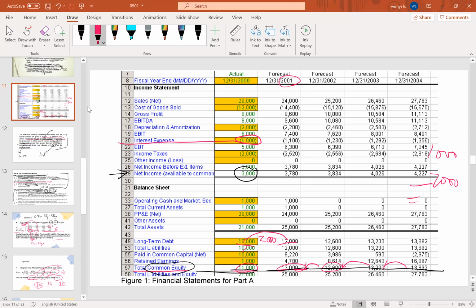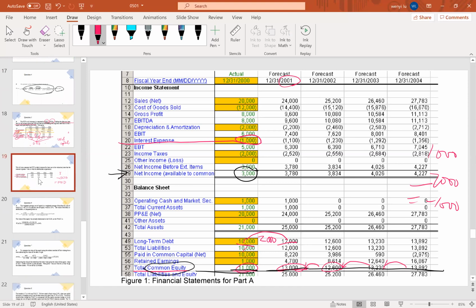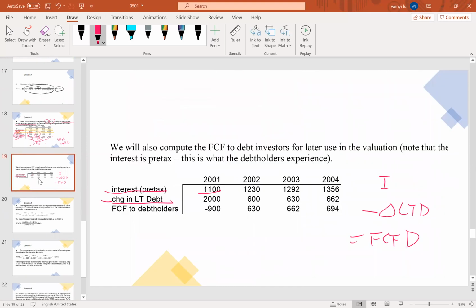So our net operating cash flow available to debt holders will be minus 1,000. Let's say the other years: 1,100, sorry, 1,100 minus 2,000 equals minus 900. For 2002 it will be 1,230 minus 600, which is 630. You can solve all the free cash flow to debt holder for every year using interest expense minus the change in the long-term debt.